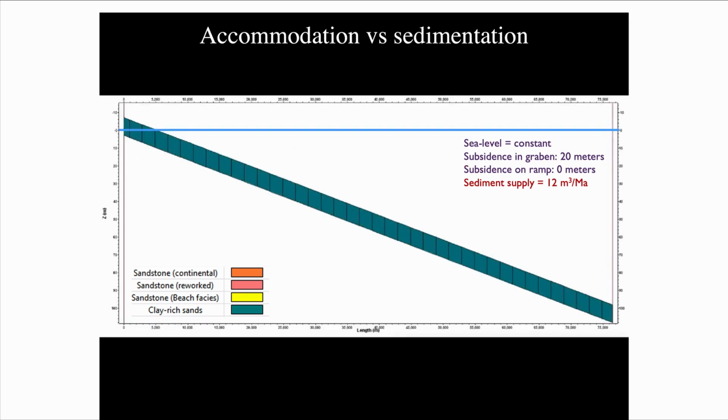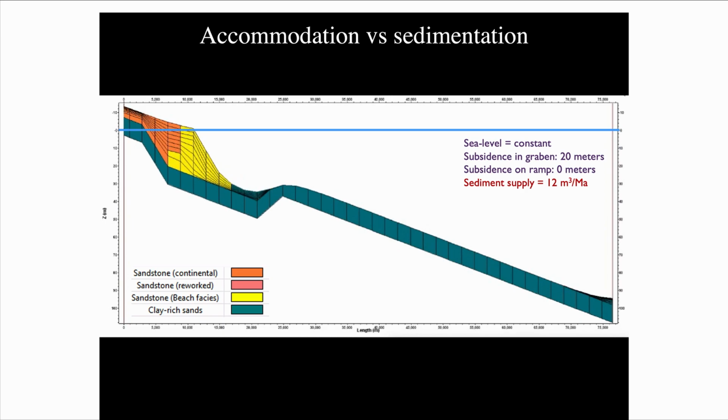So that's the same example, except that this time I have 12 cubic meter of sediment coming per million year. And notice that in this case, the sedimentation rate and the accommodation creation in that basin is pretty well balanced. And what happens then is that we have aggradation of the sediment in the basin, and the sediments are fully trapped in this mini basin. They do not prograde over the ramp because we create enough accommodation in this basin to trap sediments.